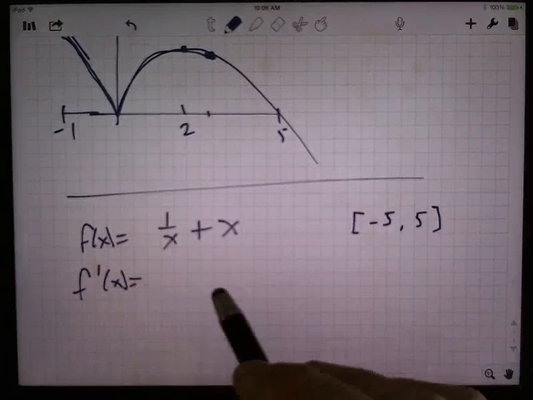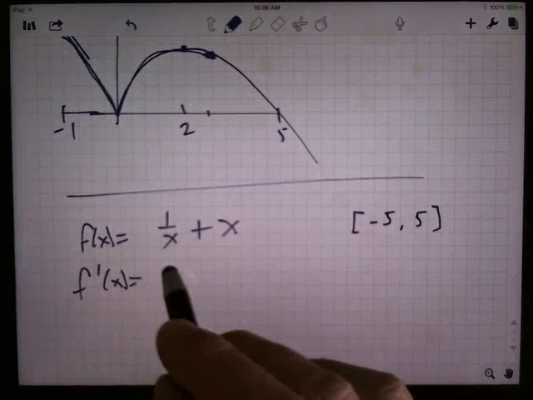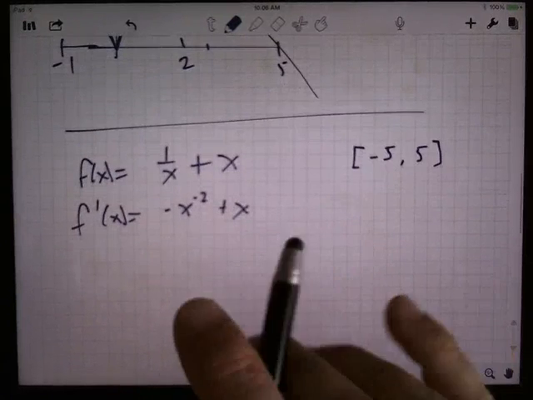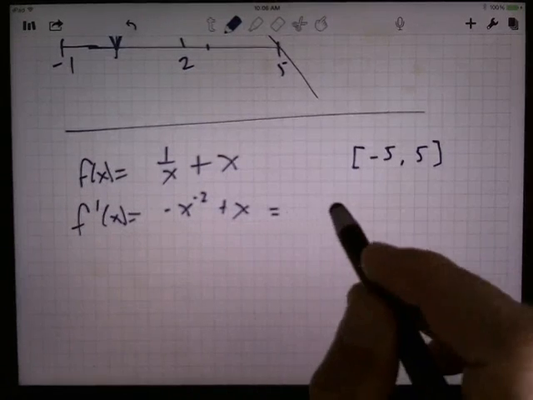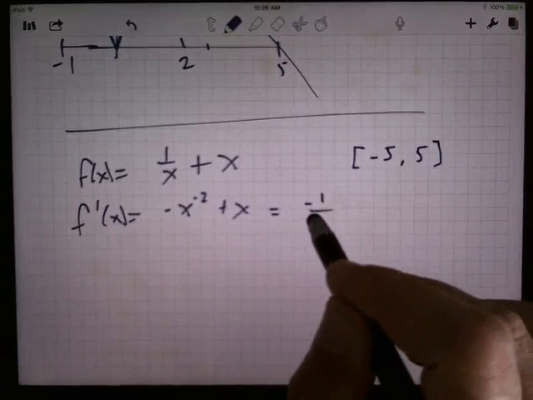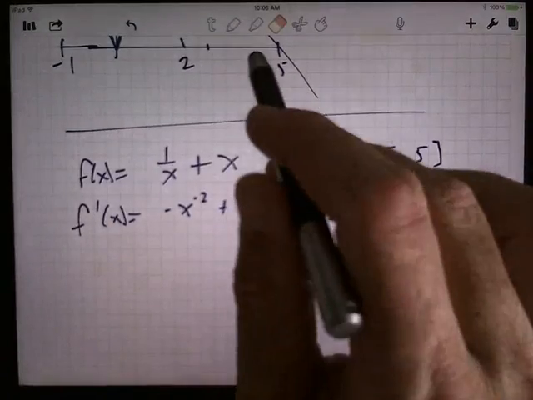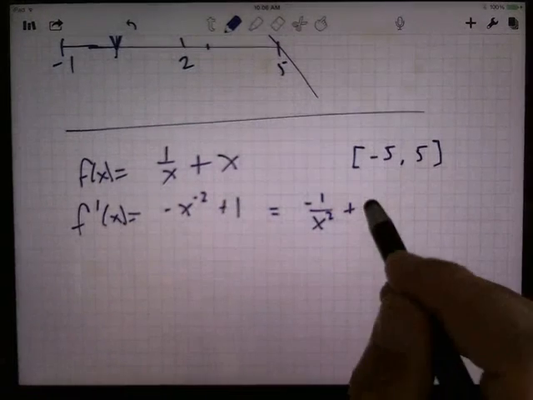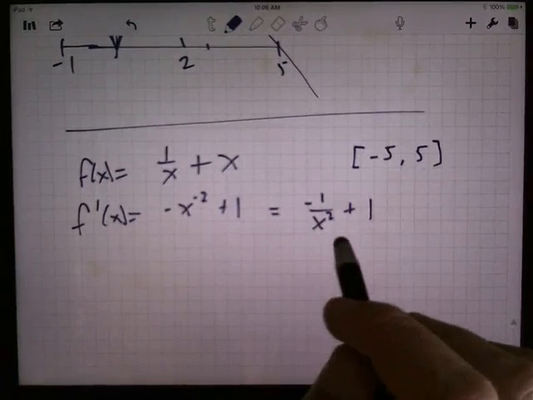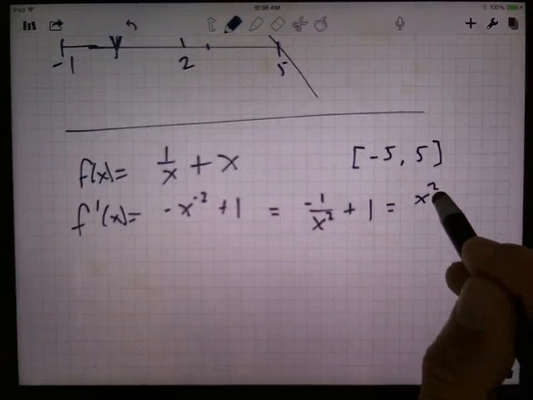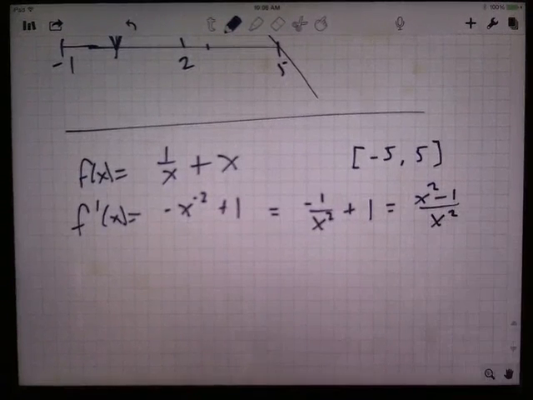F prime of x is, that's x to the -1, so minus x to the -2 plus x, right? Which, let me write it this way, minus 1 over x squared plus, oh sorry, take the derivative. Again, keep me honest here, right? Derivative is plus 1 there. So getting a common denominator, this looks like x squared minus 1 over x squared.